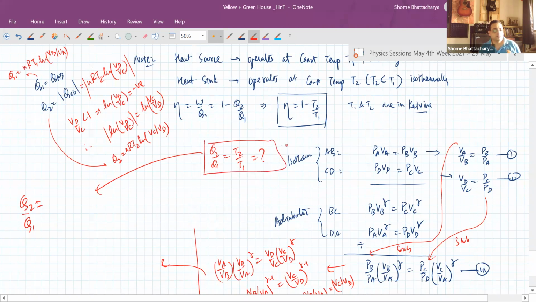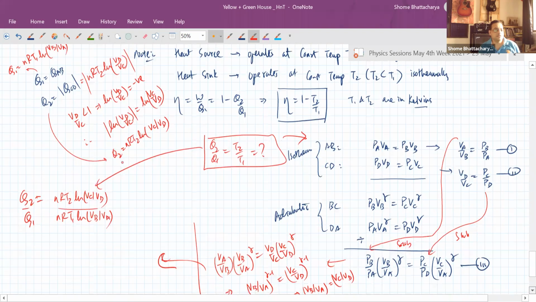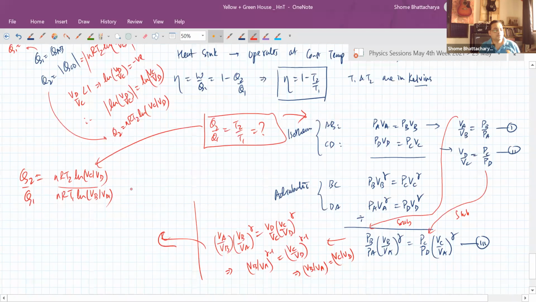Okay. So first it went like this, then we substituted these, we came to this step, then now we are substituting this back over here. So Q2 by Q1 is basically nRT2 natural log of VC by VD divided by nRT1 natural log of VB by VA. Okay. And now we have this proof that VB by VA is the same thing as VC by VD. So therefore, that becomes T2 by T1.